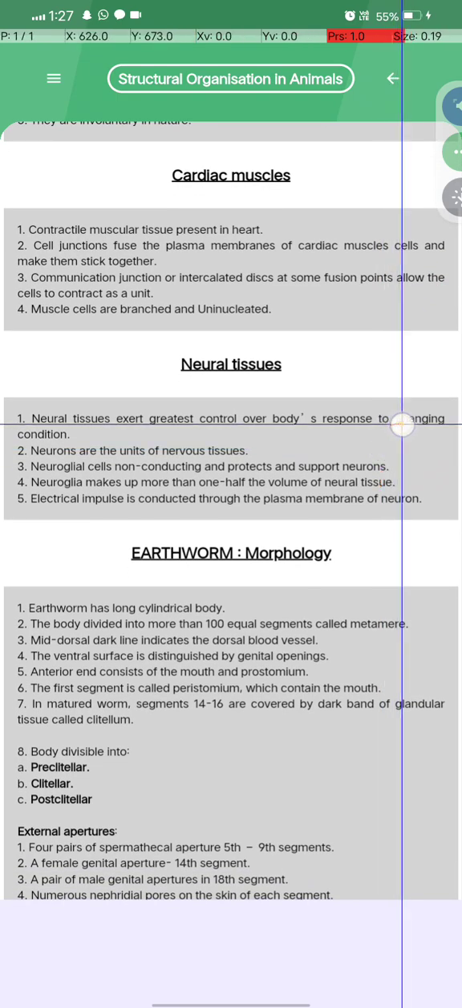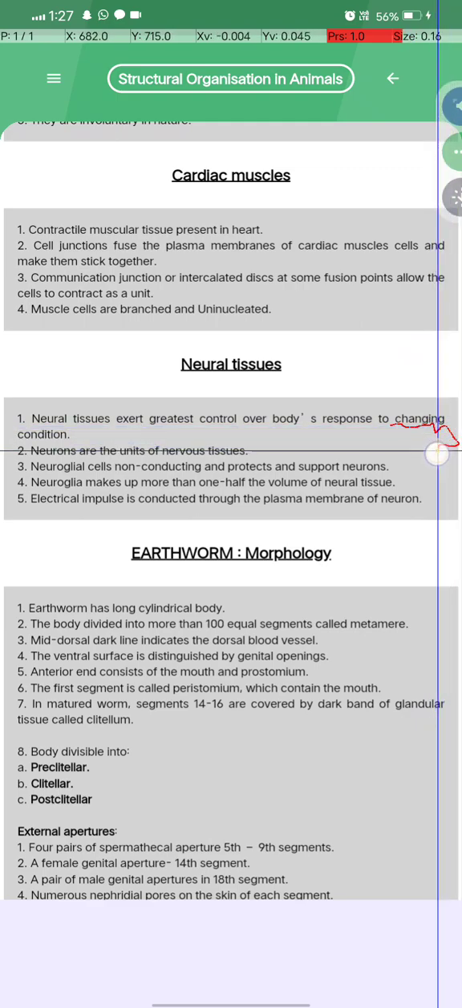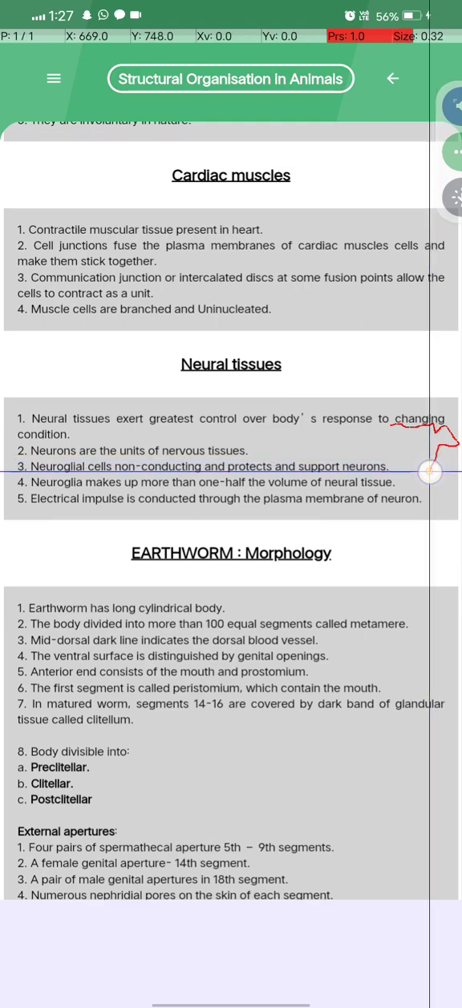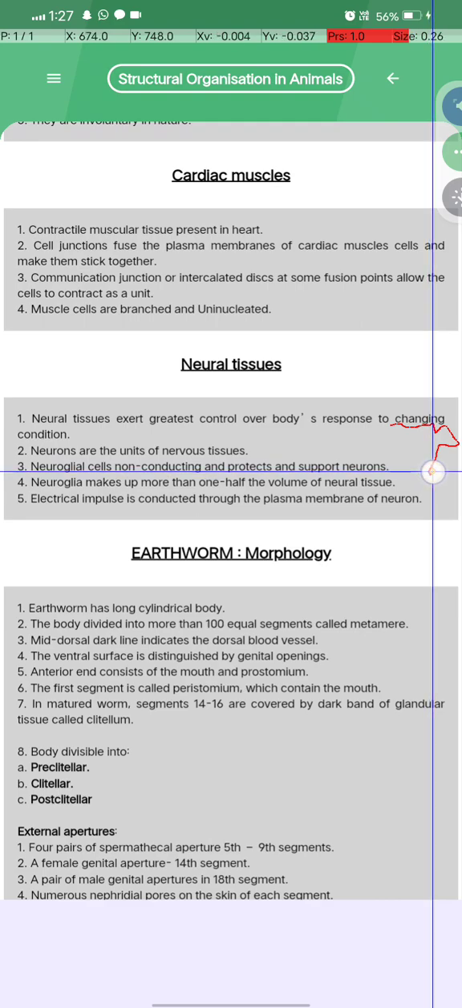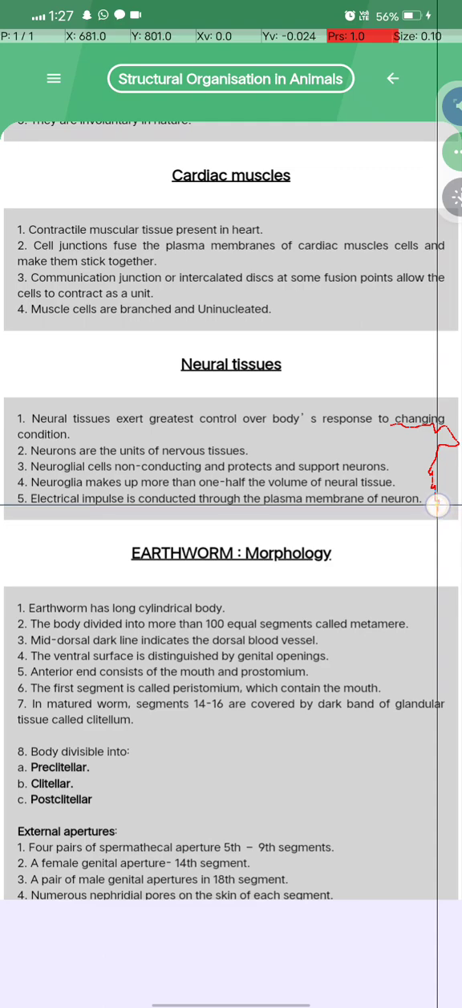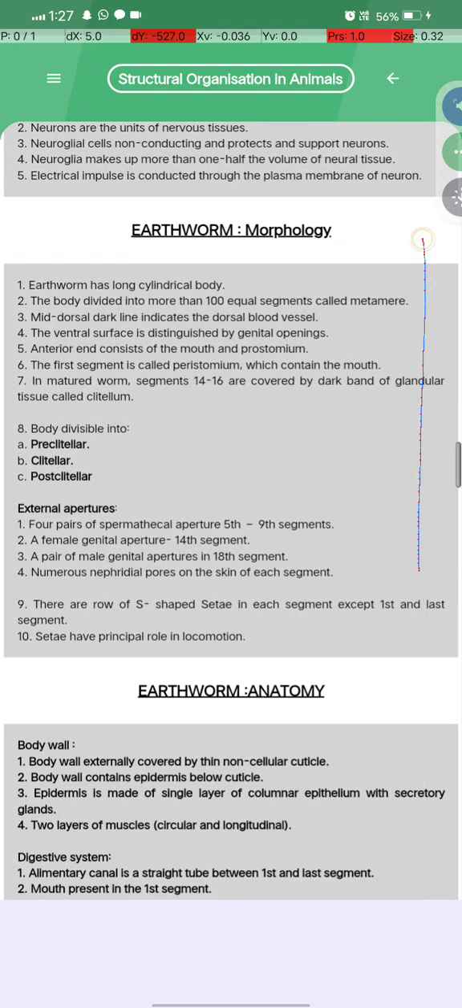Neural tissue exerts greater control over the body and responds to changing conditions. Neurons are the unit of the nervous system, the nervous tissue. Neuroglia are the non-conducting cells that protect and support neurons, and they make up more than one half of the volume of the neural tissue. Electrical impulses are conducted through the plasma membrane of neurons.